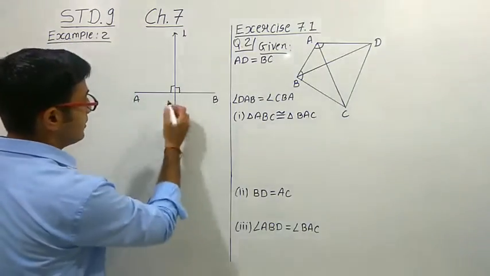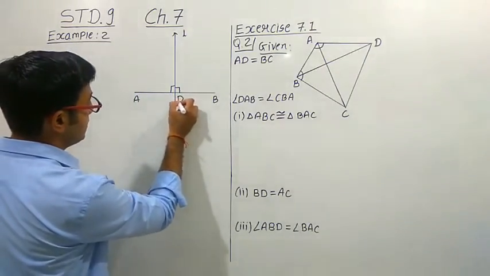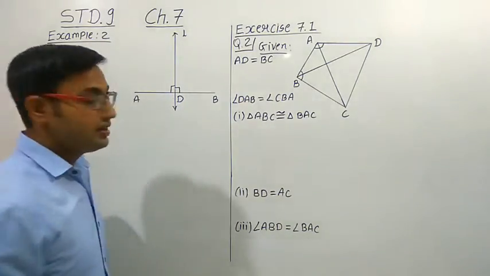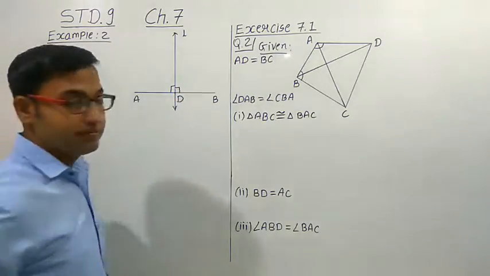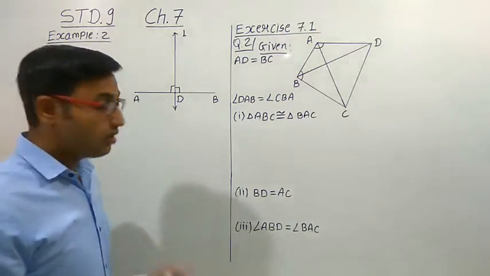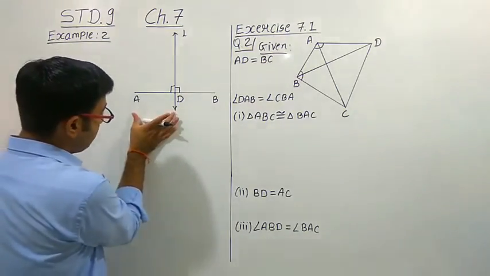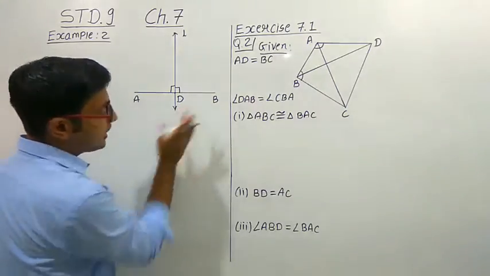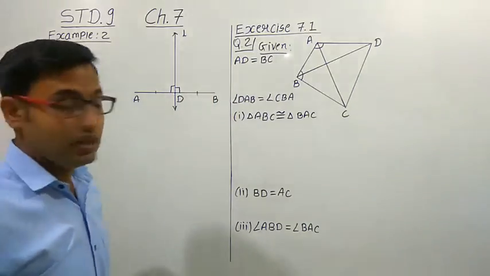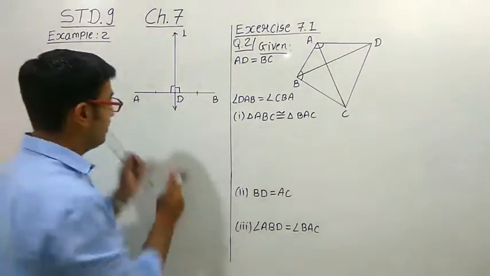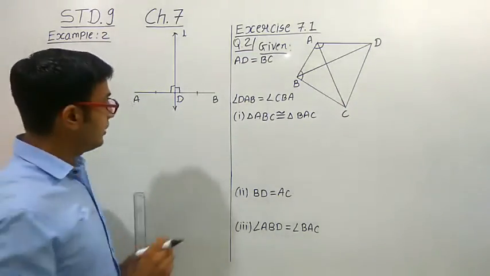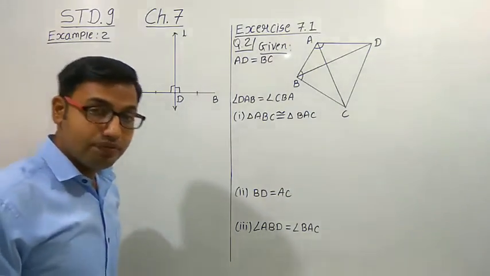Now suppose this is the point D at which this line intersects the line segment AB. Both intersection points are supposed to be D. Okay, this is the meaning of perpendicular, that the angle will become 90 degrees. What is the meaning of bisector? Bisector means AD will become equal to BD. If the total AB is 10 cm, then AD and BD both will be 5 cm, right? So this is the meaning of perpendicular bisector.